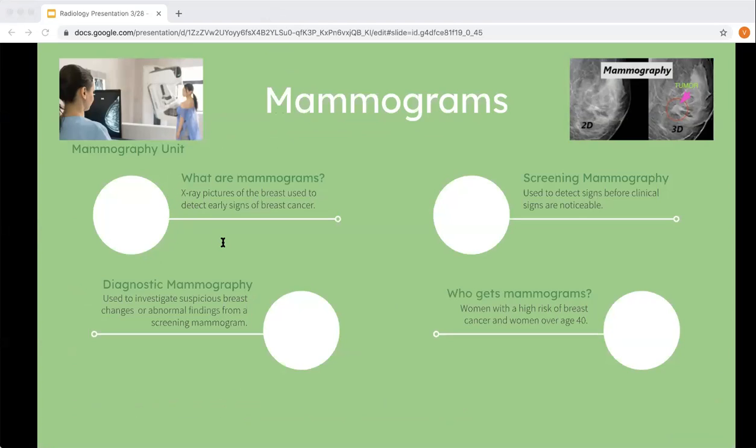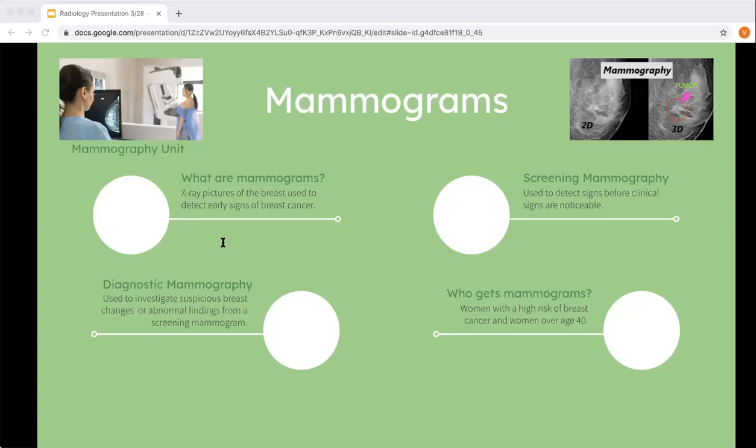A mammogram can be used either for screening or for diagnostic purposes. Screening mammography is used to detect breast changes in women who have no signs or symptoms of new breast abnormalities. The goal of screening mammography is to detect cancer before clinical signs are noticeable. Diagnostic mammography is used to investigate suspicious breast changes. It's also used to evaluate abnormal findings on the screening mammogram.